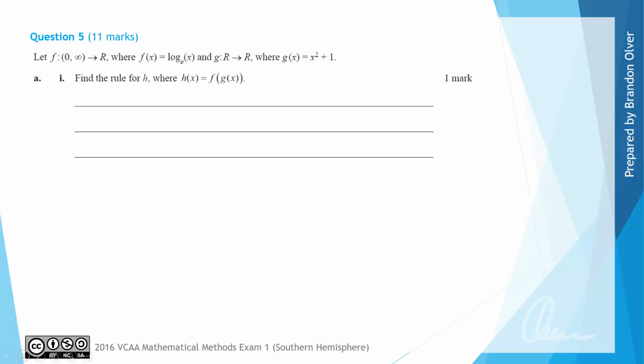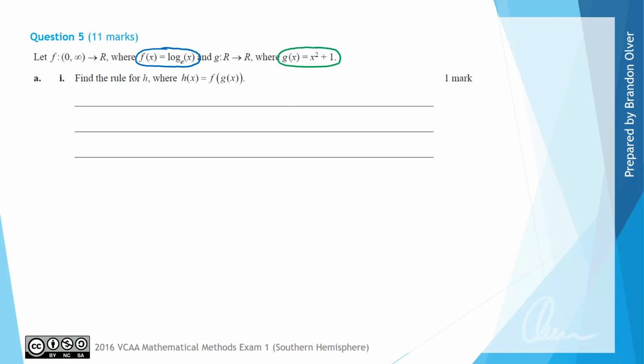So for question 5 we have the function f with the domain of 0 to infinity, where f of x has the rule log e of x, and we also have the function g with the domain of all real numbers, where g of x is the parabola with the rule x squared plus 1.